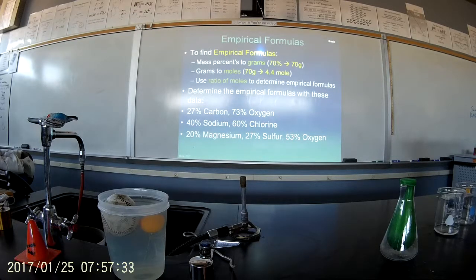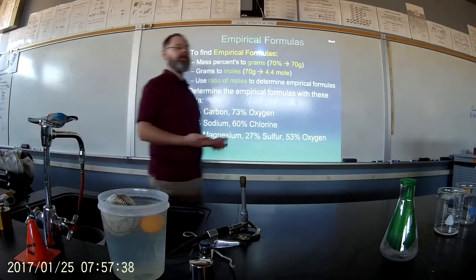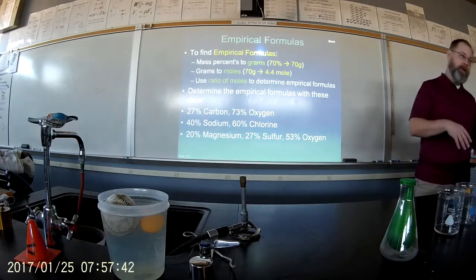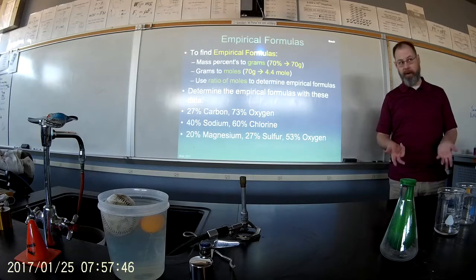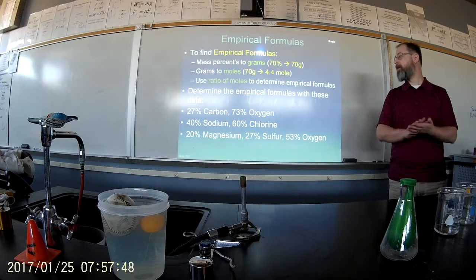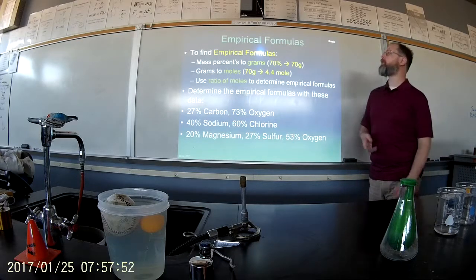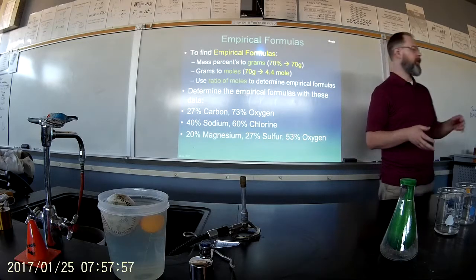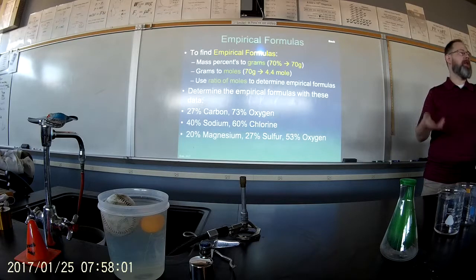So anyway, yesterday and the day before, we took empirical formulas and we turned those into mass percents. Today we're going to go back the other way. We're going to use mass percent data to determine what the empirical formula of a compound is. The way we do that, and we're going to do it several times, is we convert the mass percent to grams. So just like if you had 70%, that would be 70 grams.